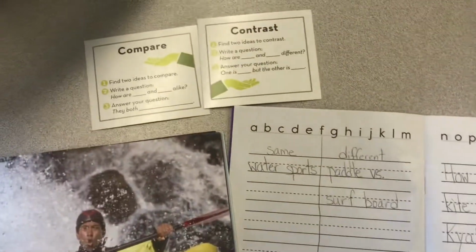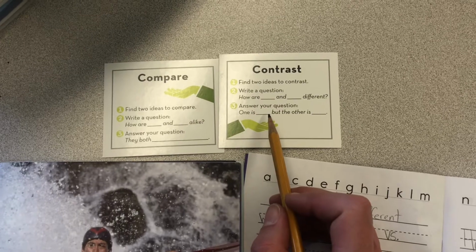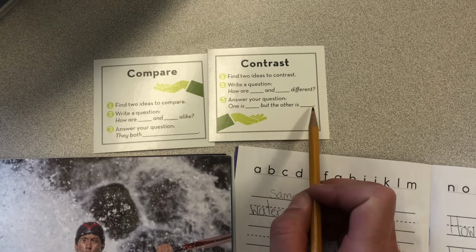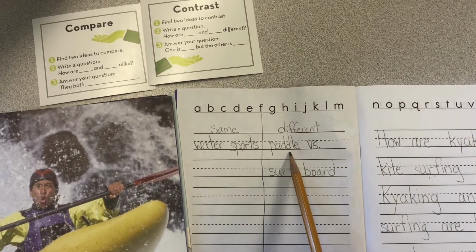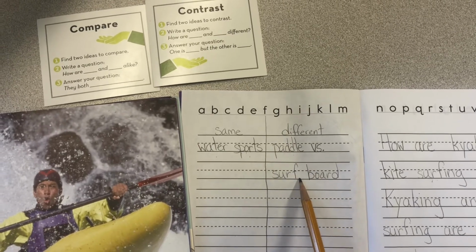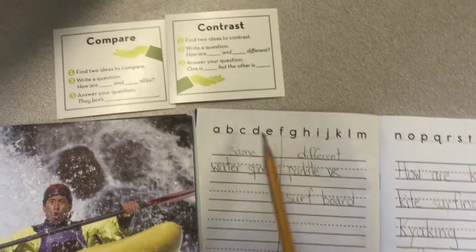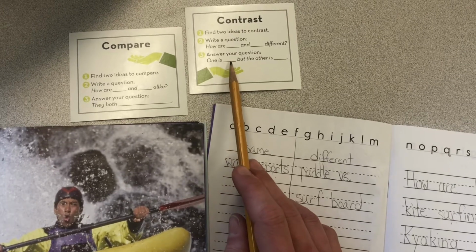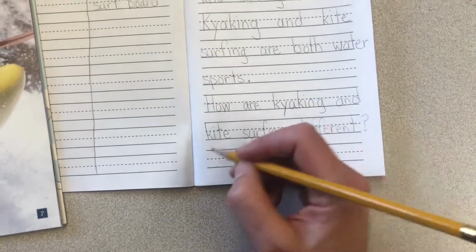All right, up here we see our answer example. Answering our question might sound like this. One is blank, but the other is blank. Let's look at our information we wrote down. One uses a paddle, but the other uses a surfboard. So we could use this information that we wrote down to help us fill in the blanks. One uses a paddle, but the other uses a surfboard. Let's write that. That's a strong answer.